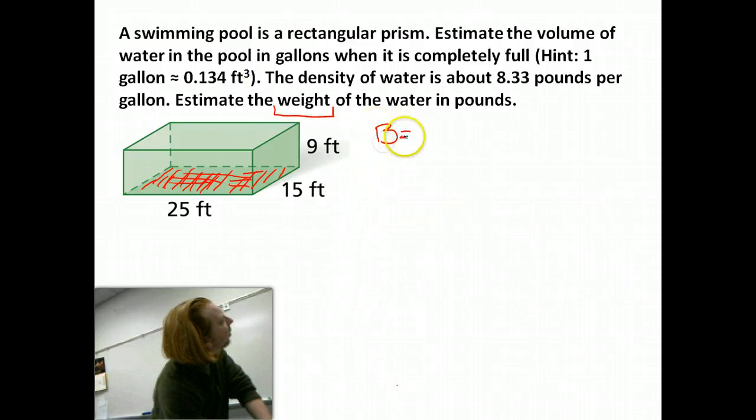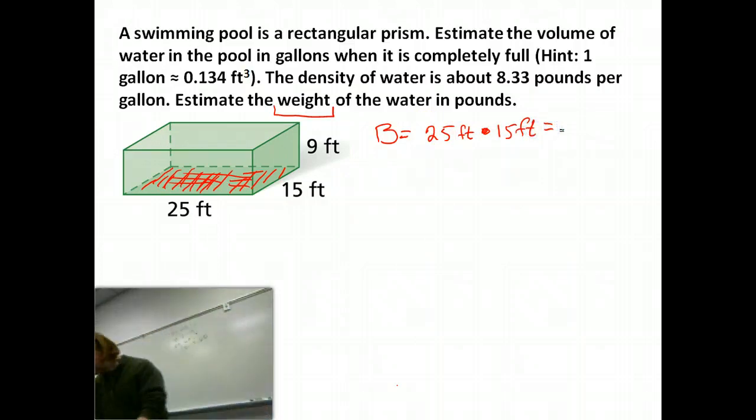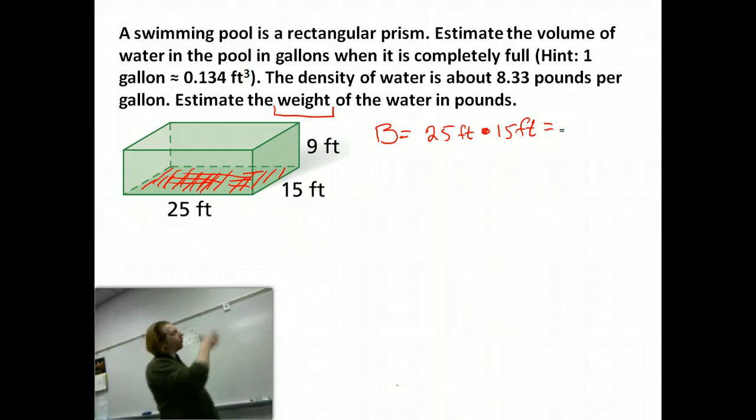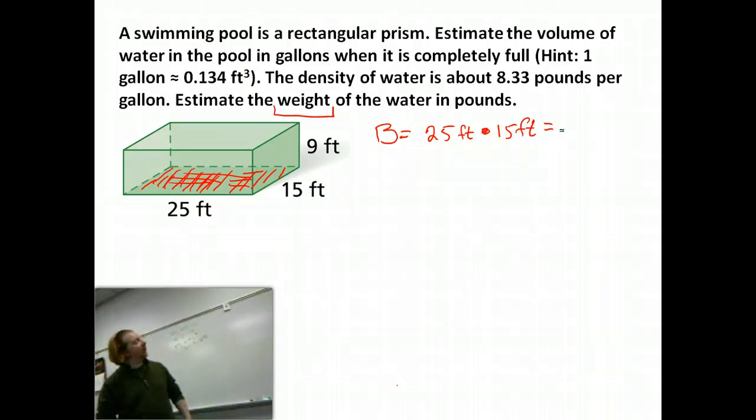So the base of the pool is 25 by 15. Now we are indeed in feet. Remember, it says the hint: 1 gallon equals, is that feet squared? No, that's cubic feet. What we're working out here for volume is in cubic feet, so we're going to have to convert that over to gallons in order to use the density factor. So we have a couple of unit conversions to go once we get rolling here.